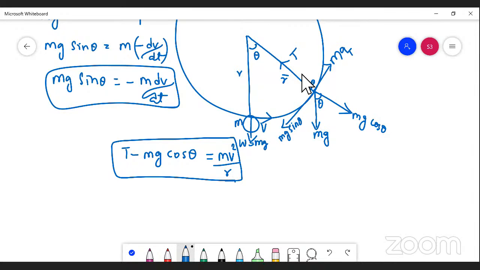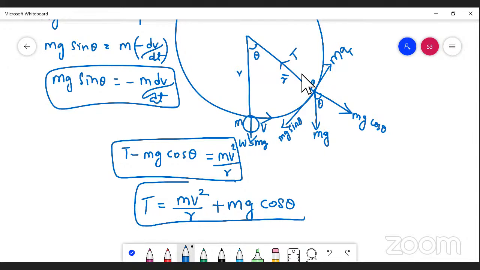What is the tension in the string? T is equal to mv squared divided by r plus mg cos theta. This is the tension in the string, and the tension has an inward direction. T is equal to mv squared divided by r plus mg cos theta. This is a very important equation for the motion in a vertical circle.